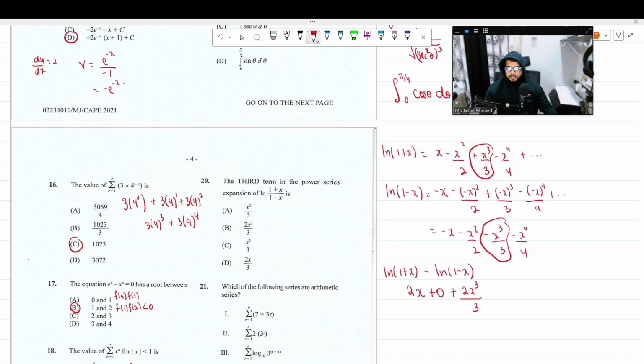And I would want the third term. But what they should have said, they should have said the third non-zero term. Should they say the third non-zero term? I mean, technically it is the third term. 2x cubed on 3 is the third term.